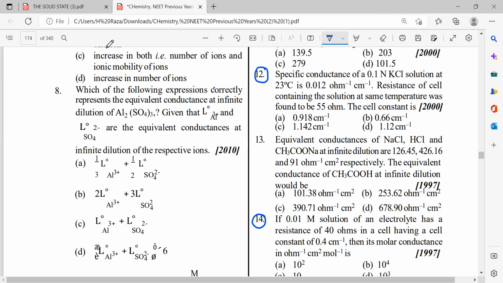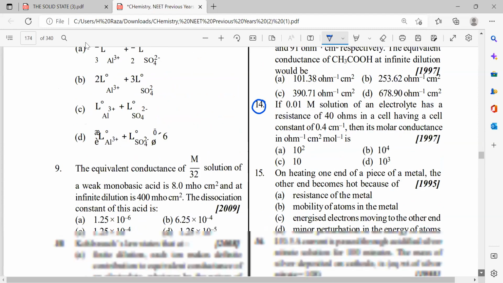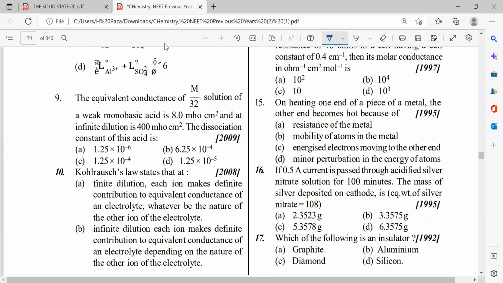Please do 15 and then 9. You're lagging, sir, I can't hear properly. These 4 questions, do them and send it to me. Which four? Okay, 15, okay, 9. Okay, got it.